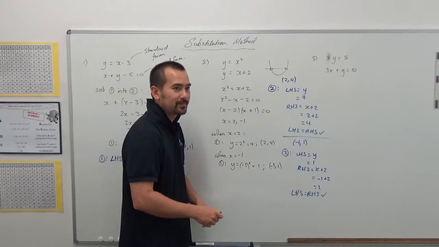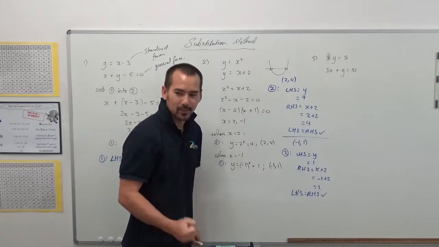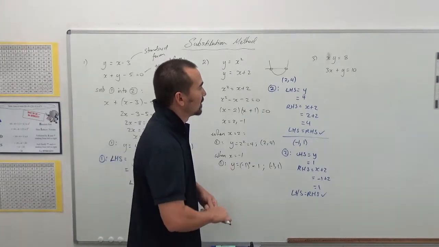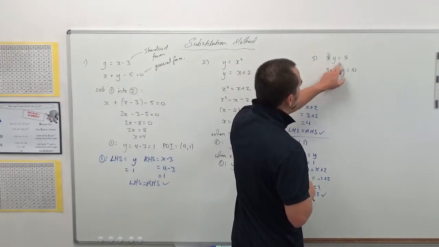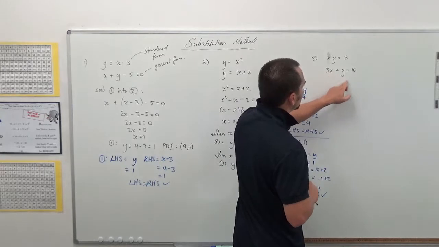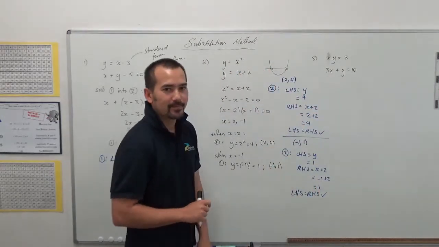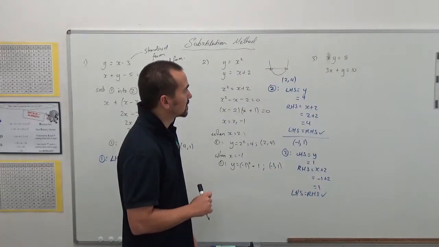Okay, still with me? Yes. I got one person. Alright, good. Very good. Alright, let's have a go at this one. x times y is equal to 8, and 3x plus y is equal to 10. What are we going to substitute in this case?